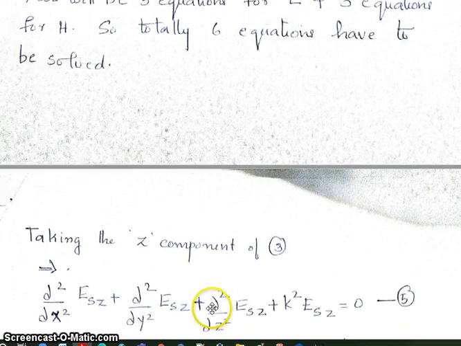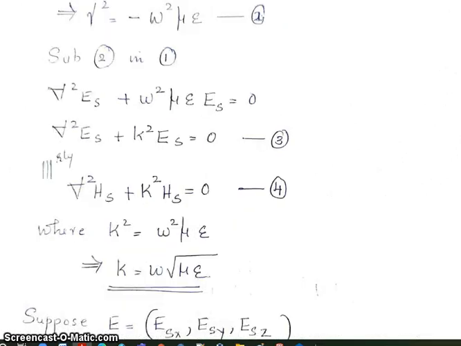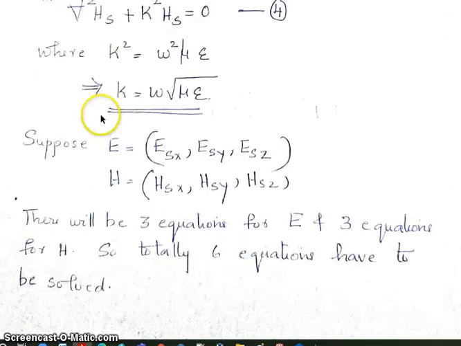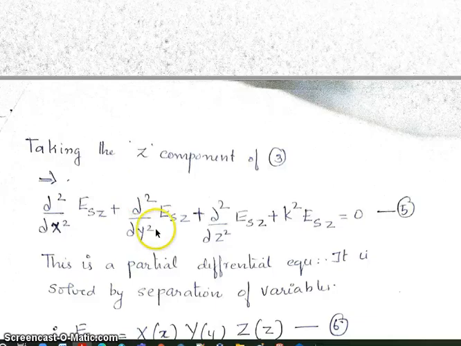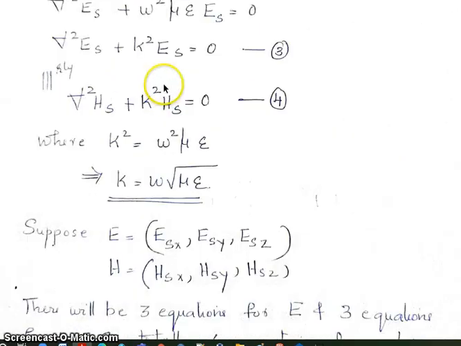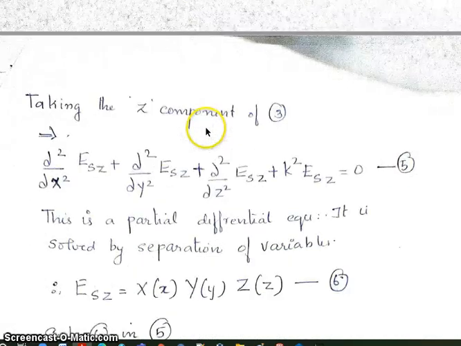And if you substitute that in equation 3, you can write it as what? Dou square by dou x square ESZ plus dou square by dou y square ESZ plus dou square by dou z square ESZ plus k square into ESZ. We are writing the expression for the Z component of electric field, which is equal to 0.